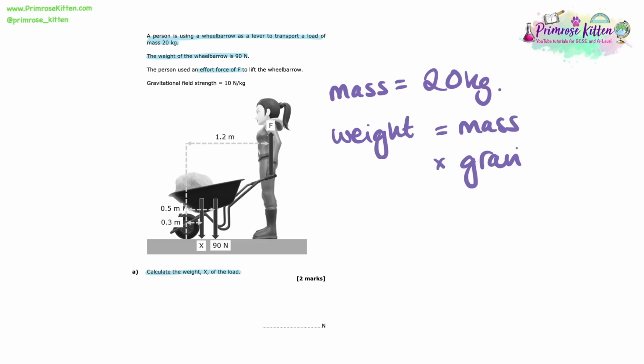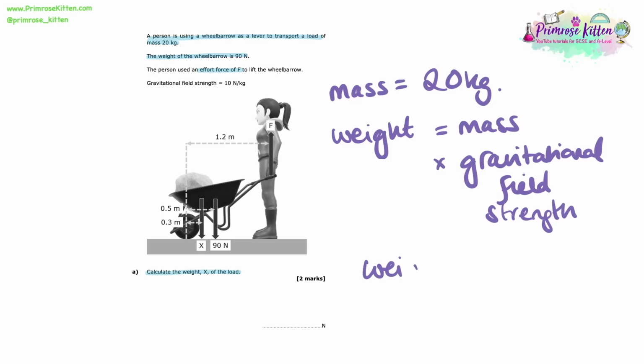So as they told us in the question what gravitational field strength is, and we know the mass, we can just plug those numbers into this equation. So therefore we're going to get the weight equals 20 times by 10. And that gives us a weight equal to 200 newtons.